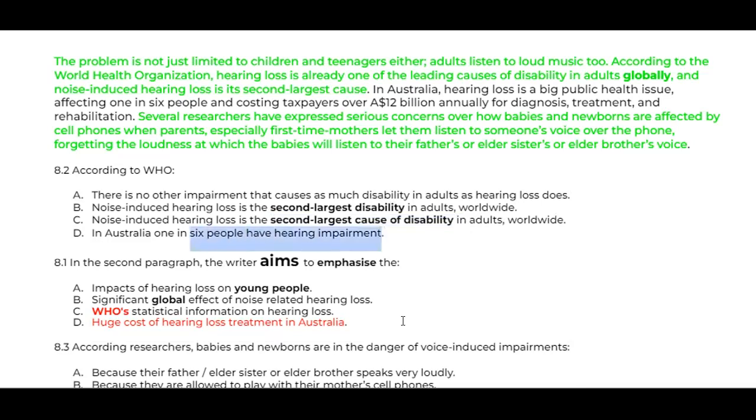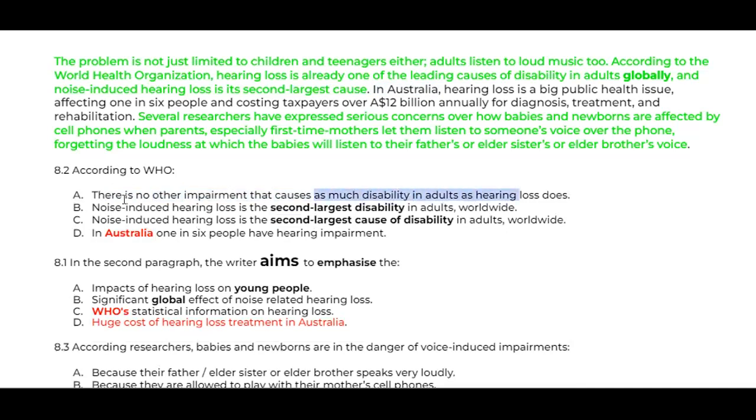In Australia, 1 in 6 people have hearing impairment. This statement is not directly said by WHO, so we can easily eliminate this one. Where is it mentioned that this is also said by WHO? That is not WHO's headache. This is by the Australian government. They make this kind of research. WHO can also do that, but basically WHO is not dealing with countries directly. So even if it is said by WHO, there is no evidence that it is said by WHO. So we eliminate D.